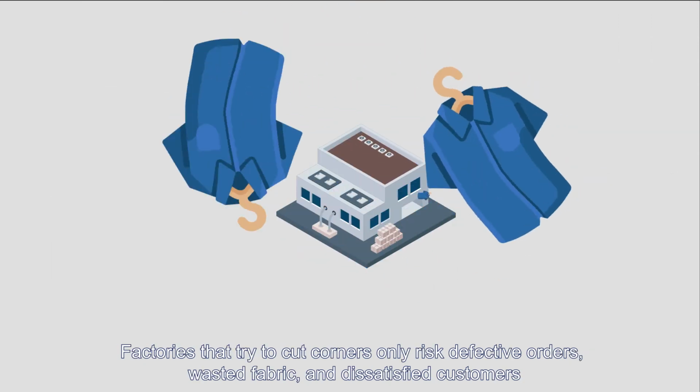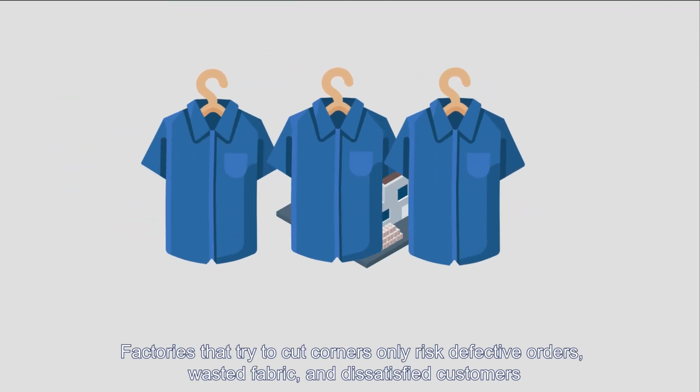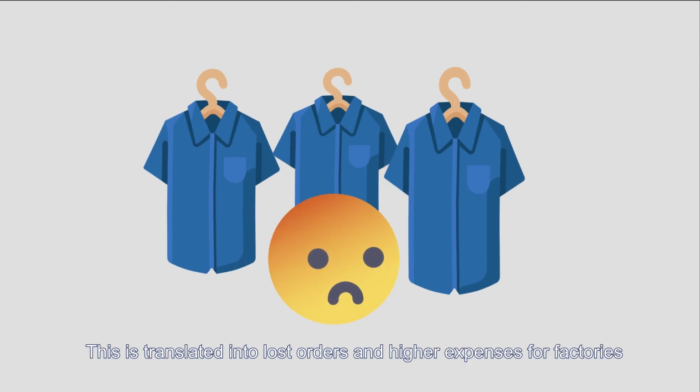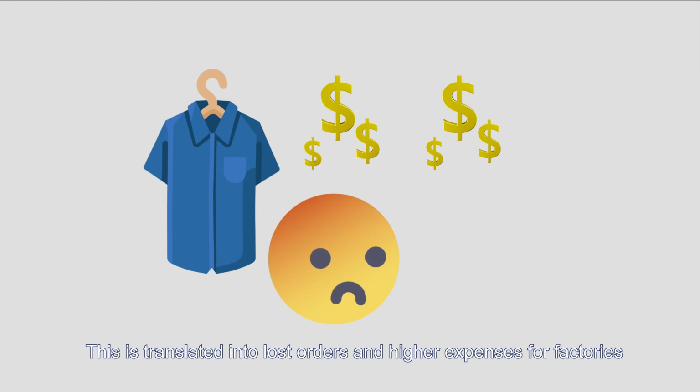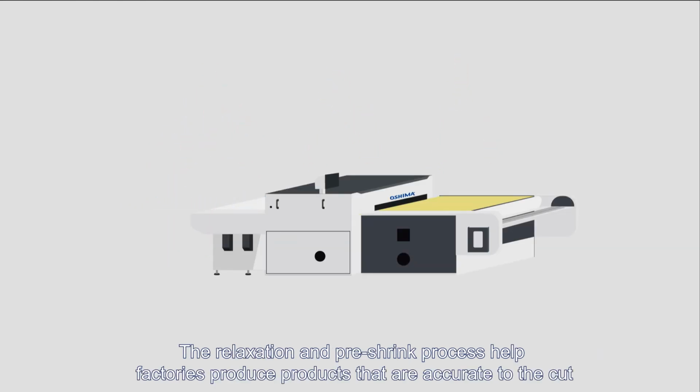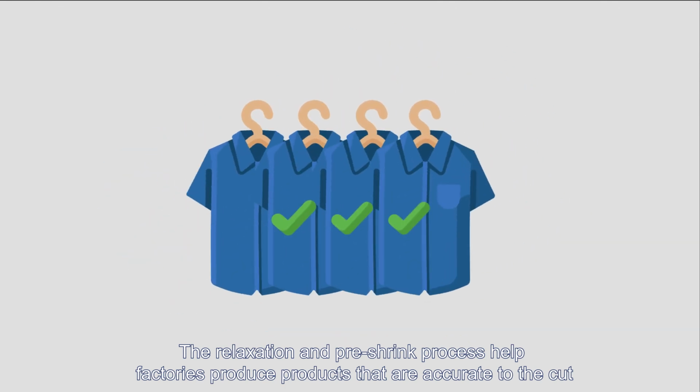Factories that try to cut corners only risk defective orders, wasted fabric, and dissatisfied customers. This is translated into lost orders and higher expenses for factories. The relaxation and pre-shrink process help factories produce products that are accurate to the cut.